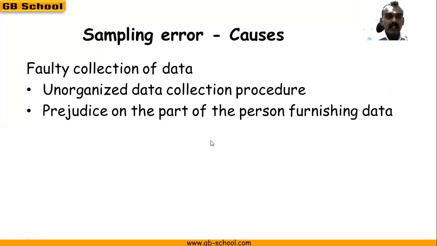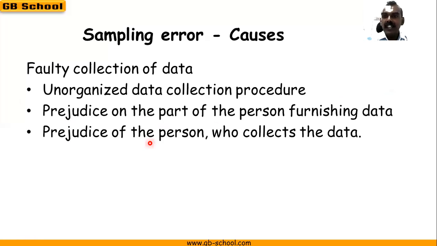Next, prejudice on the person who collects the data. In a larger scale study, there will be multiple data collectors. We can't ensure that all the data collectors will follow the same process. Prejudice at their level will also affect the sampling quality. So that also produces sampling error. It is because of faulty data collection.